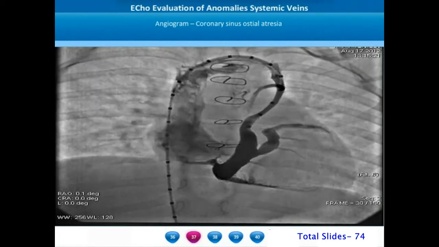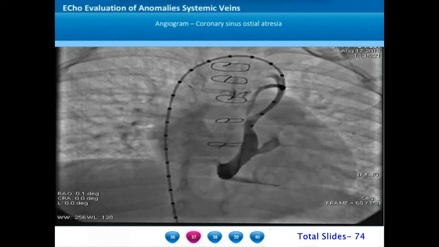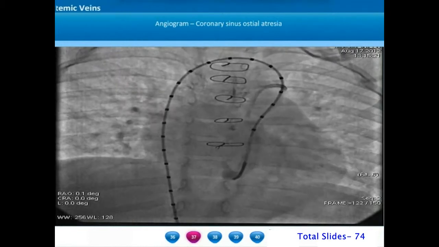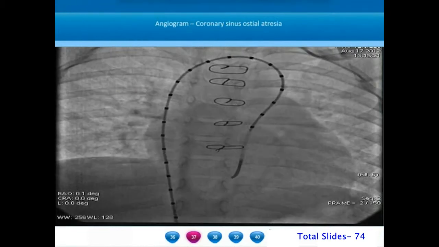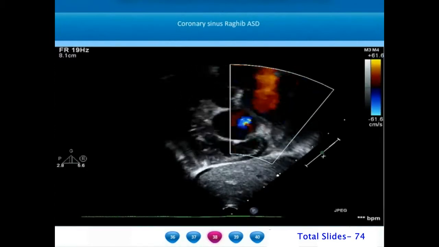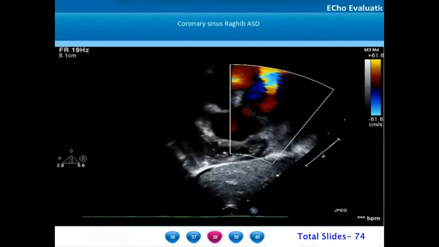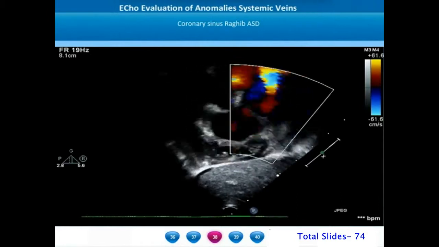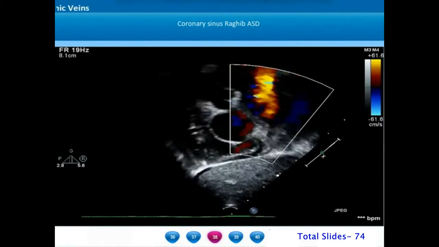An angiogram of a coronary sinus ostial atresia is shown here for the sake of better understanding of the complete anatomy. Let us move on to a clinically more interesting abnormality described as the coronary sinus ASD or Raghib's ASD. This entity is also described very well in the module on atrial septal defects.